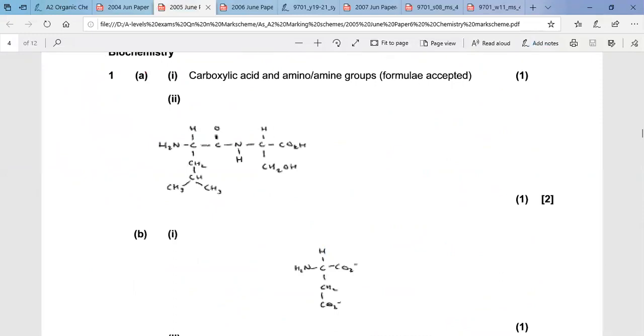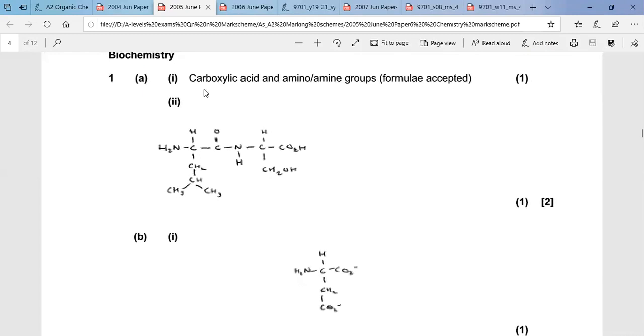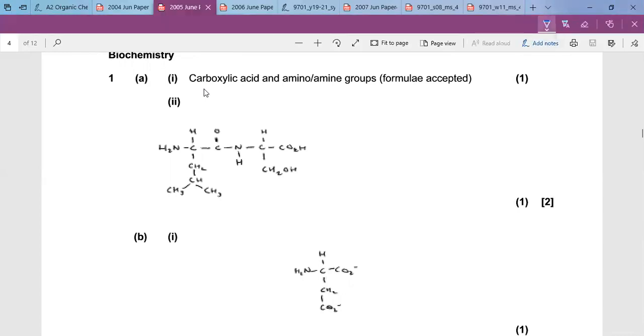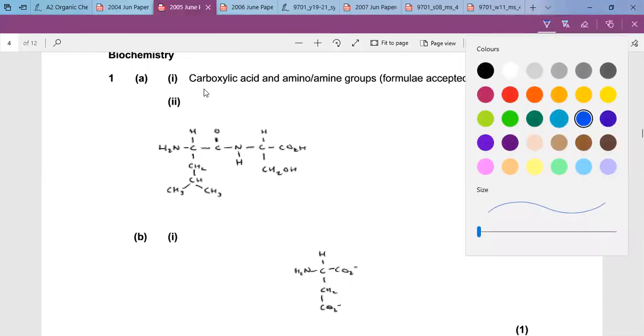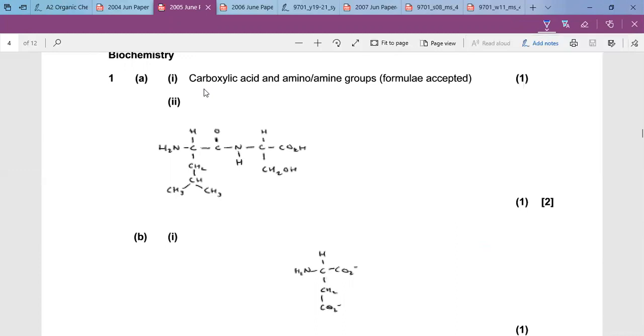Okay, right, so carboxylic acid group, you see here, carboxylic acid group. I must find all this thing. Sometimes I wish I had telepathy, man, I can just tell, hey, draw here the carboxylic acid group, right, and amino, or amine group, either way you can say amino or amine group. Okay, formula acceptable, right? 1 mark.